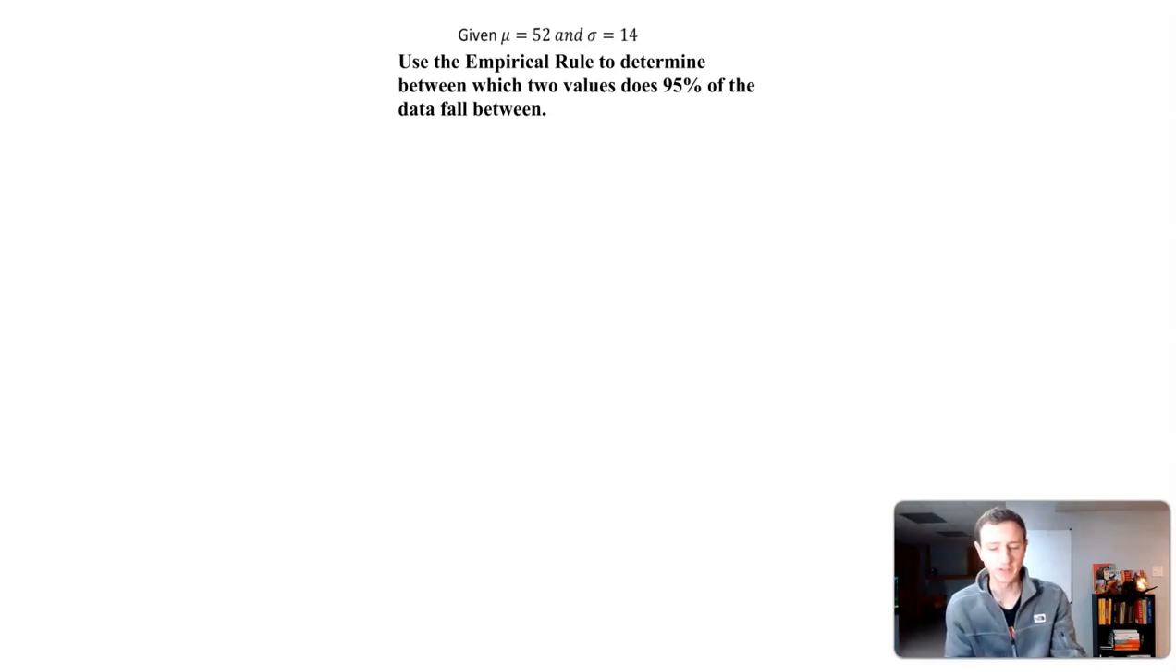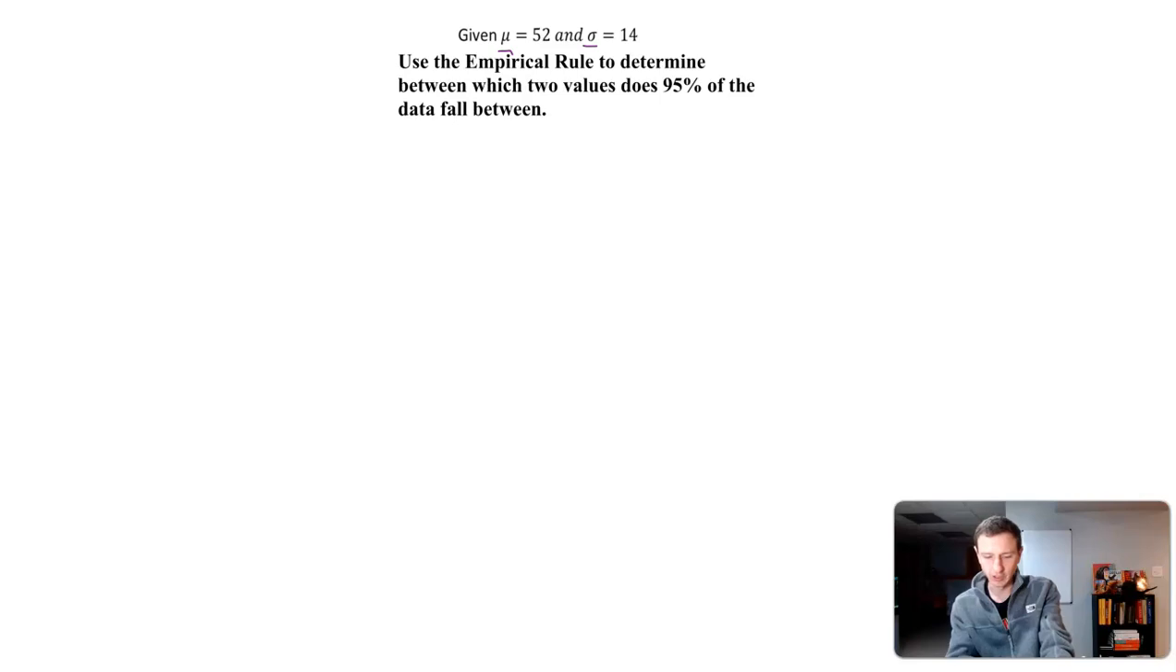Let's look at some statistics. Use the empirical rule to determine between which two values 95% of the data fall, when we are given a mean of 52 and a standard deviation of 14. We're looking at the empirical rule when the data falls into the normal distribution.